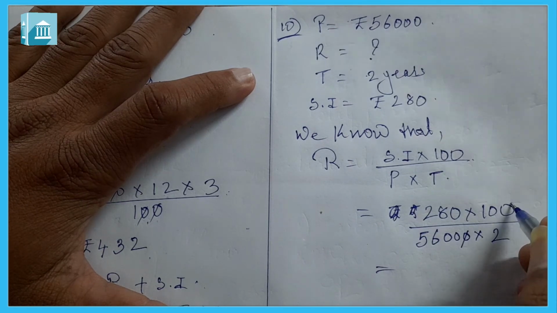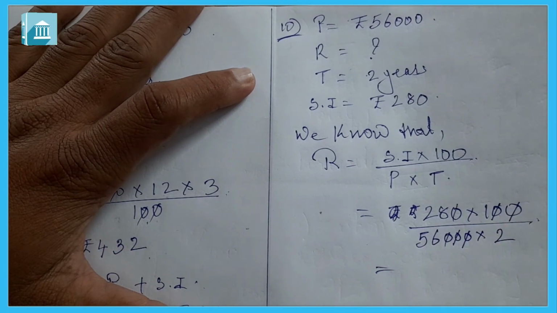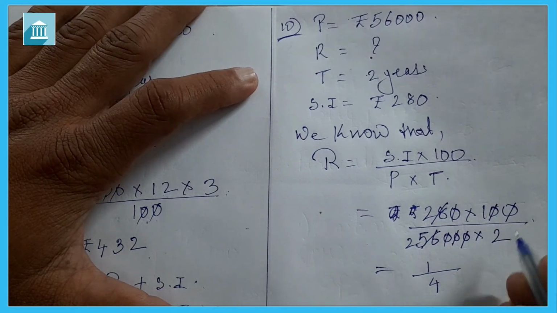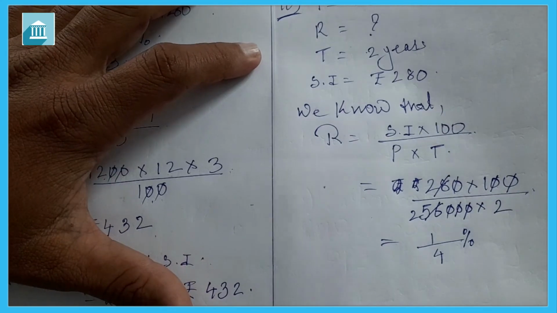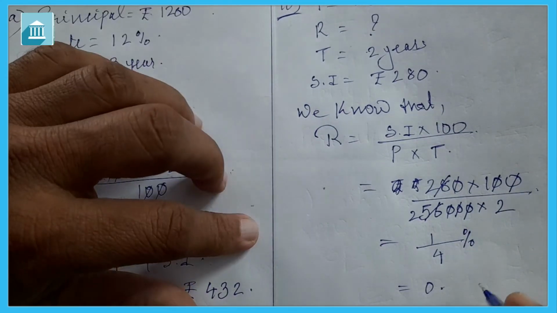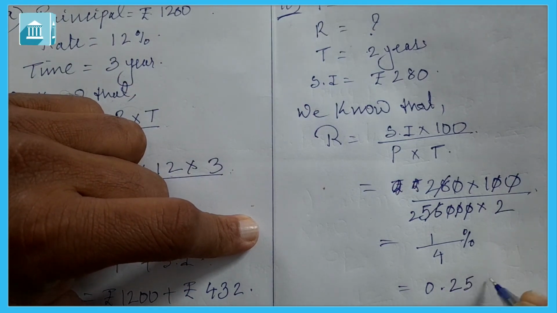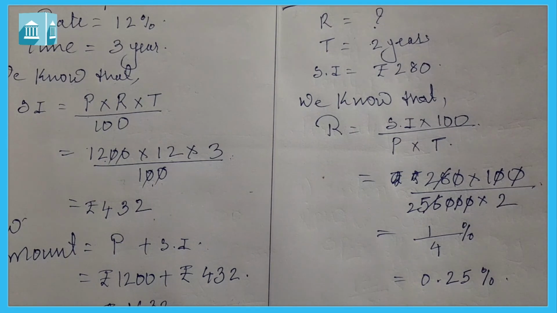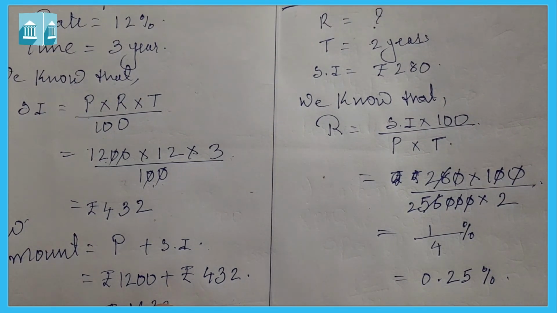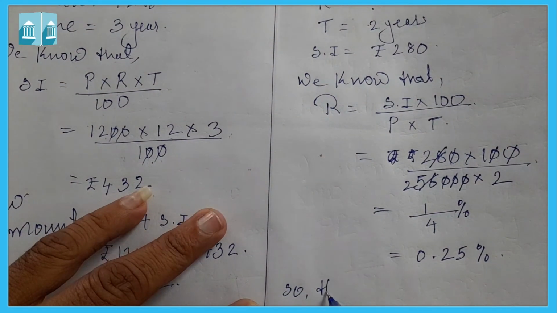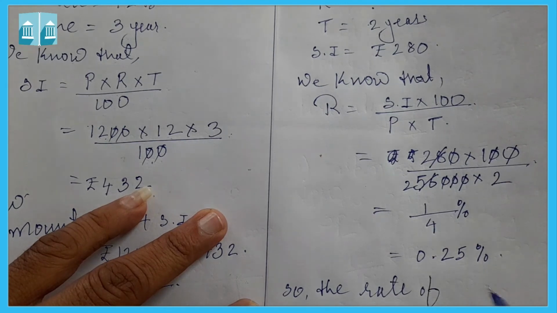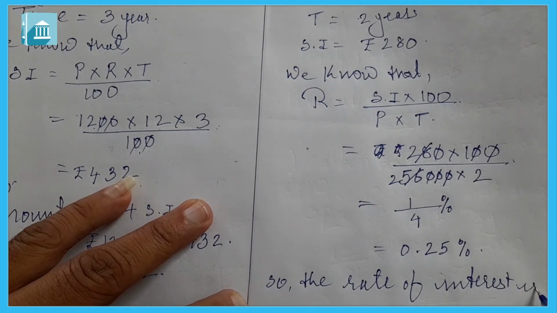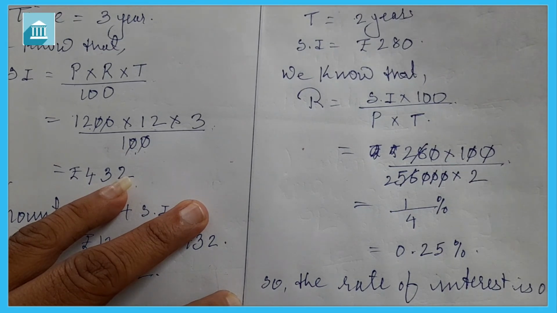Now first we will cut the 0s. 28 2s are 56, so it will be 1 upon 4, 2 2s are 4, so 1 upon 4%. 1 upon 4% you can write as 0.25%. So the rate of interest is 0.25%.